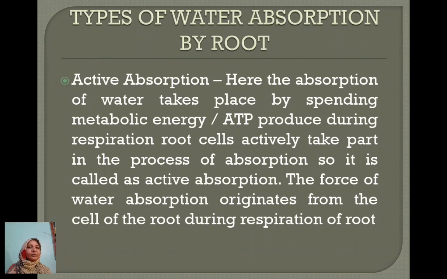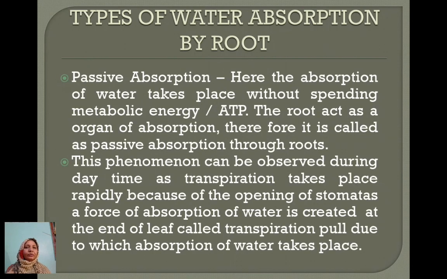These are active absorption and passive absorption. When we say that the plant is performing active absorption of water, the absorption takes place by spending metabolic energy, or ATPs, which are produced during the respiration process in root cells. The root cells actively take part in the process of absorption. Therefore, this type of absorption is called active absorption. The force of water absorption originates from the cells of the root during respiration of the root.